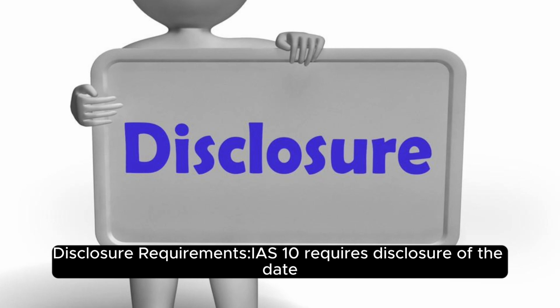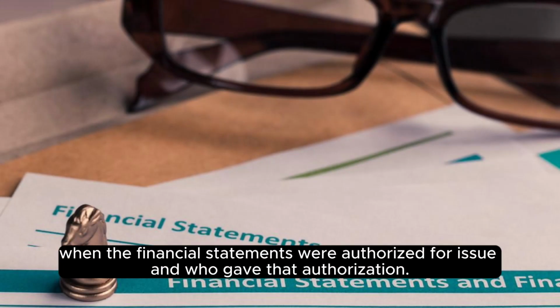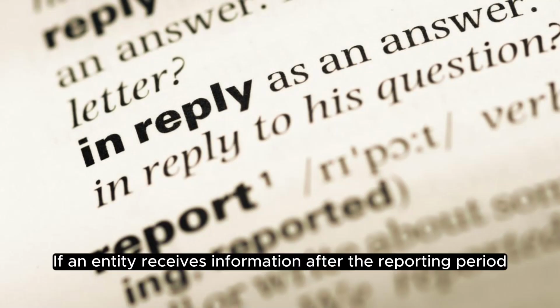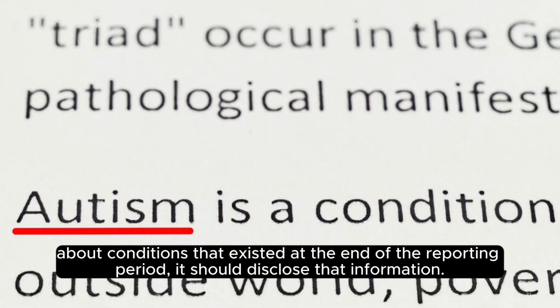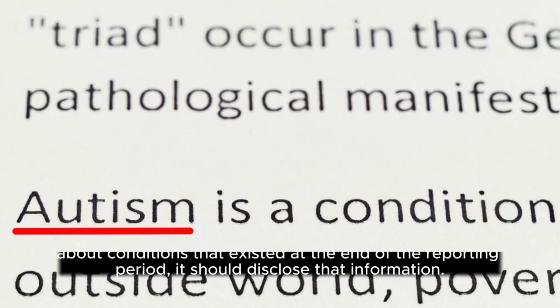Disclosure requirement. IAS 10 requires disclosure of the date when the financial statements were authorized for issue and who gave that authorization. If an entity receives information after the reporting period about conditions that existed at the end of the reporting period, it should disclose that information.